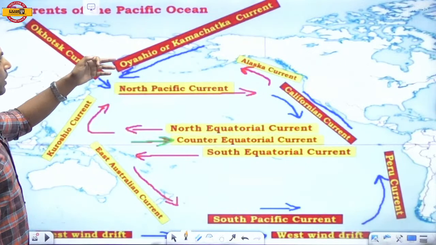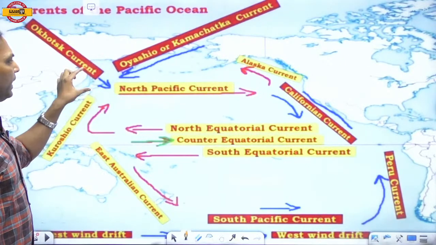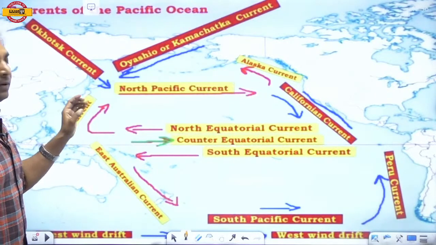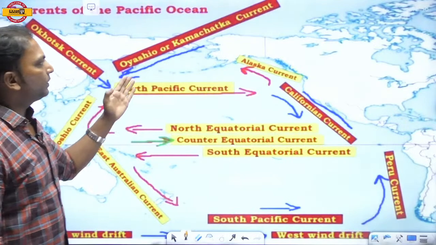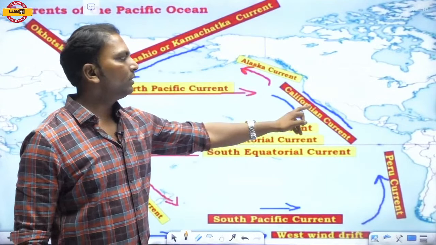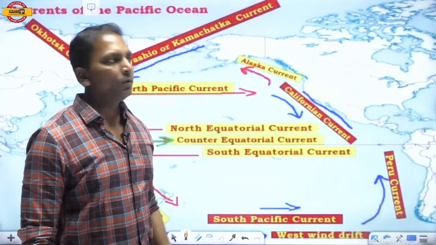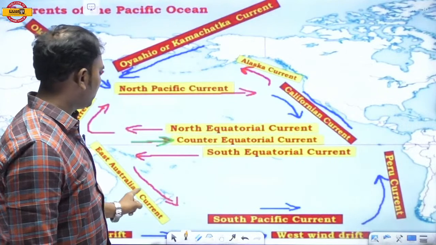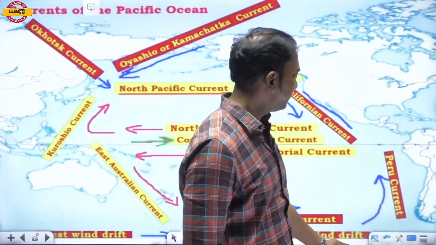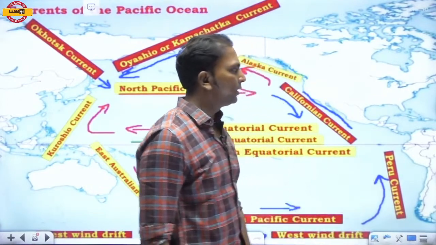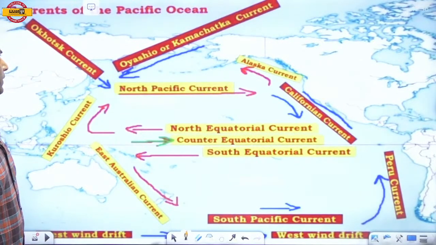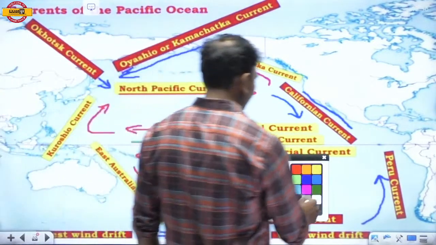Here the Okhotsk or Oyashio currents are coming, and this is also the richest fishing ground of the world, of Japan and China. Then you see the North Pacific current, the Alaska current and the California current. California is a cold current, so it is shown in blue. You can see the East Australian current and the South Pacific current, which is basically the west wind drift, and the Peru or Humboldt current is this. So these are the currents found in the Pacific Ocean.